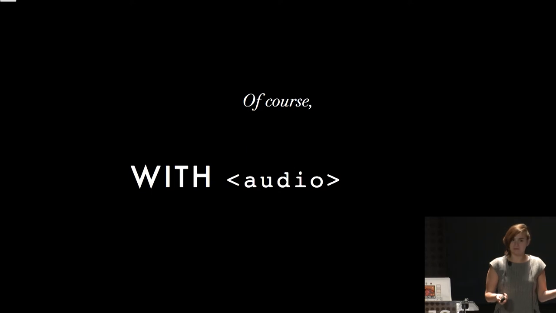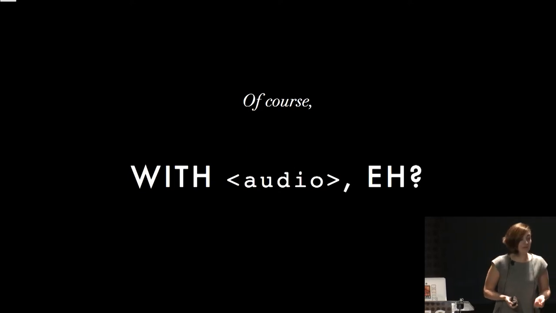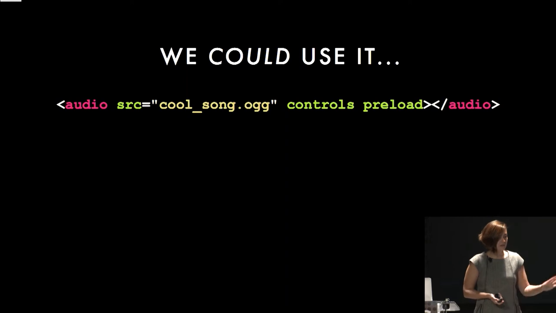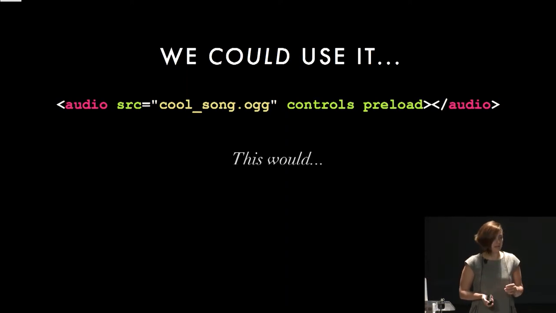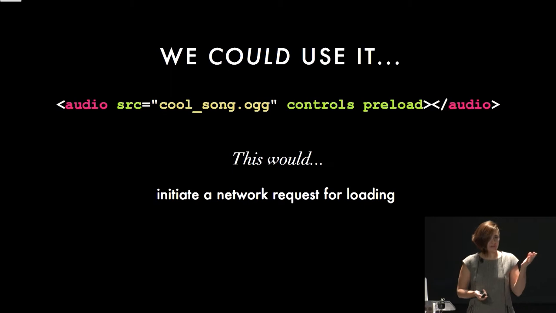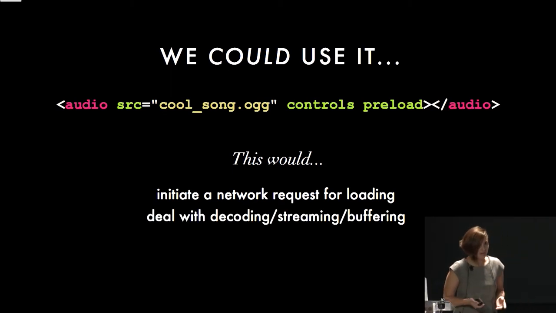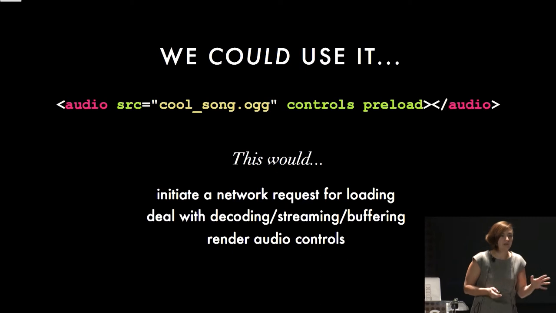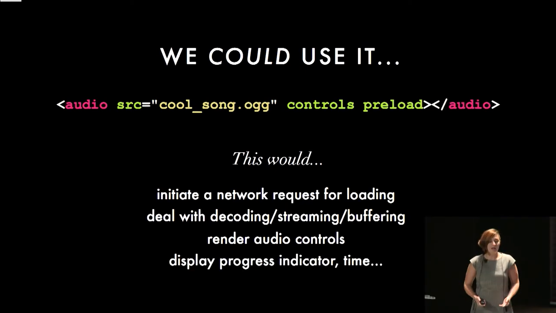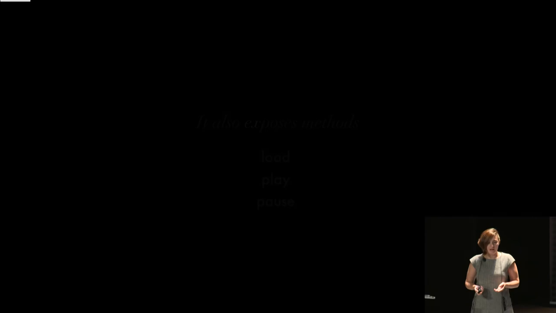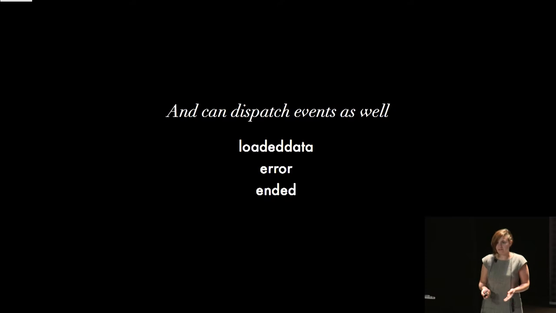We can just use the audio tag, right? So you could just put this little snippet in your website, and you would get some things for you. It would start the network request for you. It would start decoding and streaming and buffering and everything. It would render all the controls, so you would get some accessibility built in. And it would also display a progress indicator, time, and it will also expose methods so you can control that, like load, pause, play. And it will also expose events, so you can get loaded data, error, ended, that kind of nice things. That's OK, but it's got some shortcomings as well.